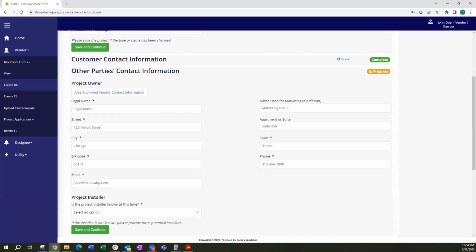Section 2, Other Parties' Contact Information. This section of the disclosure form asks for information about the project owner and installer. You can autofill this section using the approved vendor contact information if the project owner is the same as the approved vendor. If the name used for marketing is different than the company's legal name, please provide the name used for marketing for customer visibility. If the installer is unknown at the time the form is being completed, you will be asked to provide 3 potential installers. The legal name is required for any known project installer, while only the marketing name is required if you're listing 3 potential installers.